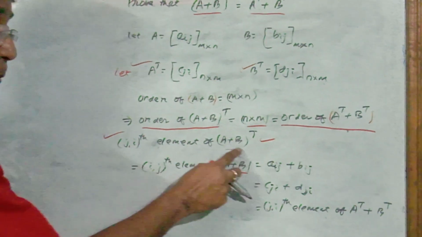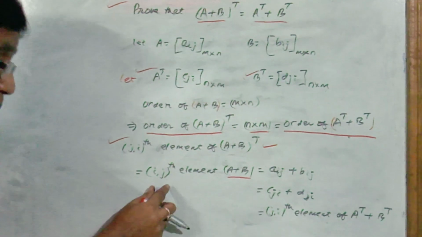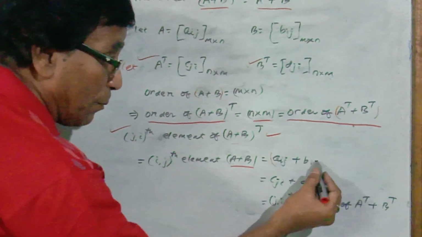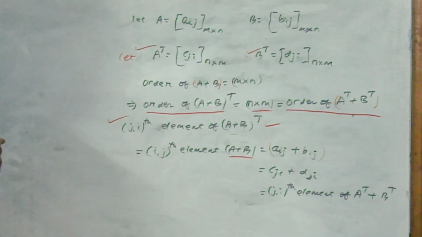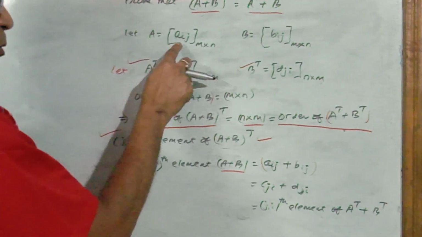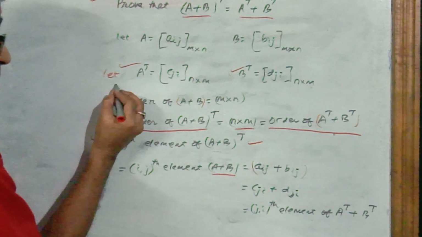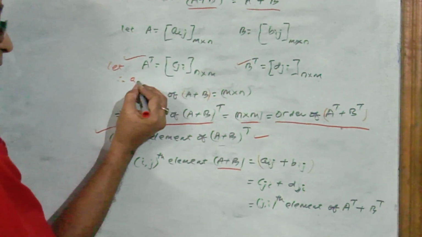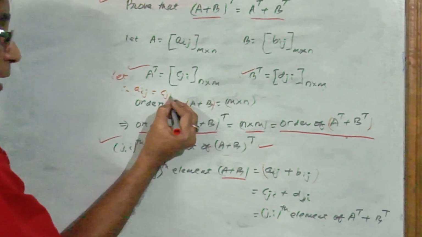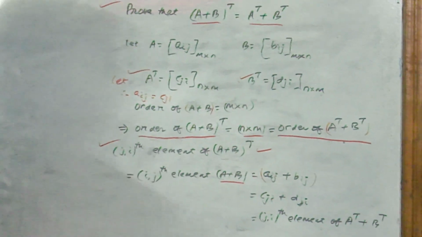The jith element of (A plus B) whole transpose must be equal to the ijth element of A plus B. So what is the ijth element of A plus B? That is equal to Aij plus Bij. Here A is equal to Aij, and A transpose is equal to Cji. So by definition, the Aij element must be equal to the Cji element.